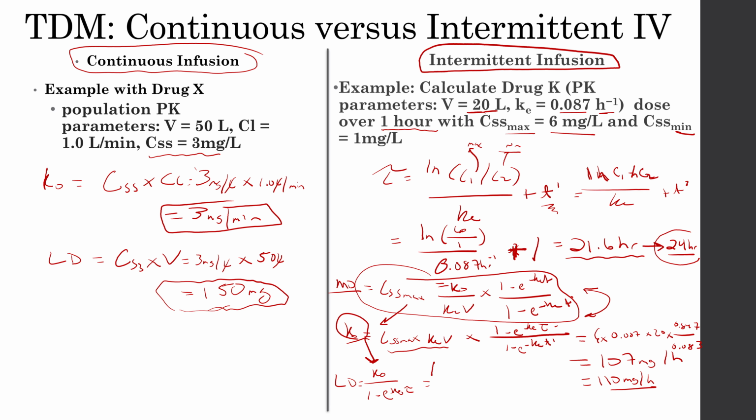So if you put in, let's say around 110, you could put 107 if you want to be exact. Divide by 1 minus e to the Ke tau is around 0.847. I believe that's what we wrote over here too. Yep. That's around 126 milligrams when you do that calculation out. So you put probably a loading dose of what? Not 126, maybe 125 milligrams, followed by your infusion, intermittent infusion over an hour of 110 milligrams per hour. And that would get you each interval with a max and a min of 6 and 1 respectively.